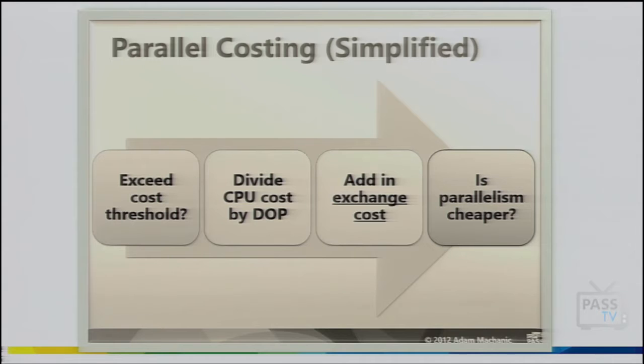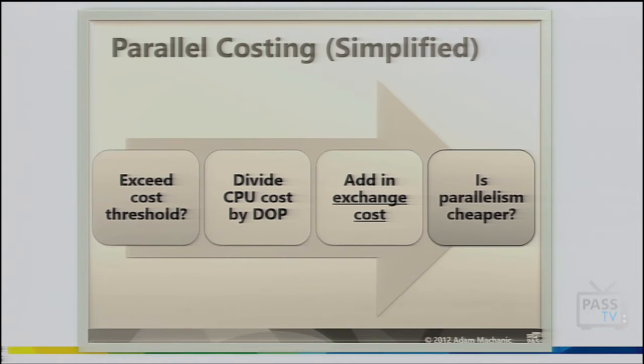But then it has to add in the cost for all the parallelism iterators that you see in query plans. Those iterators are not free. Those iterators are actually quite expensive from a CPU perspective. So it has to add back in that cost. So it does some division, which reduces the cost. Then it adds in the additional iterators, which increases the cost again. And now it just compares the serial cost to the parallel cost. If the serial cost is cheaper, it uses the serial plan. If the parallel cost is cheaper, it uses the parallel plan. And that's pretty much all there is to it.